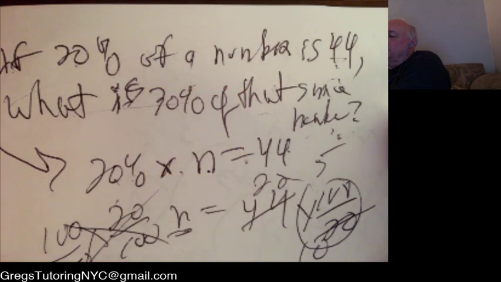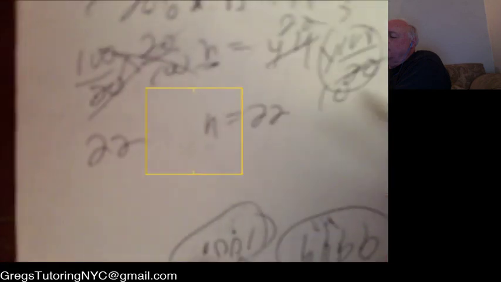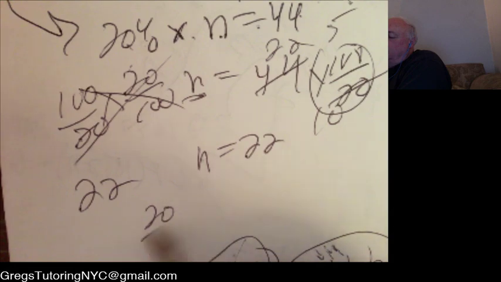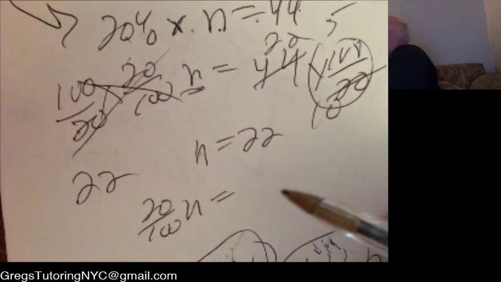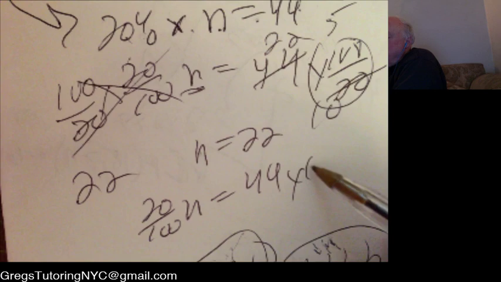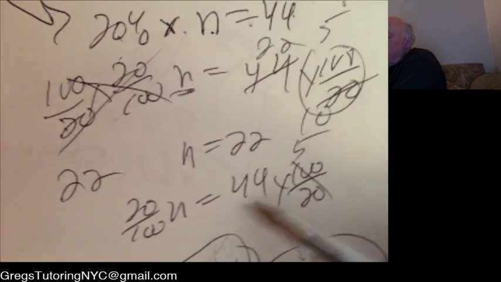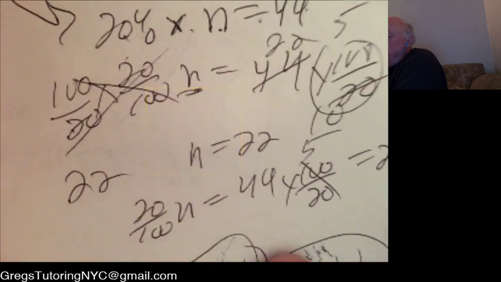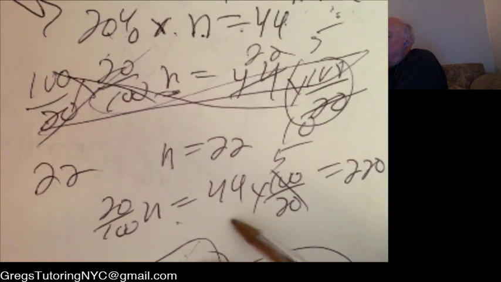All right, let me try this over. We have 20% of n equals 44. So we get 100 over 20, that's 5, so we get 220. So n is 220. I don't know why my brain froze up on this. N is 220.